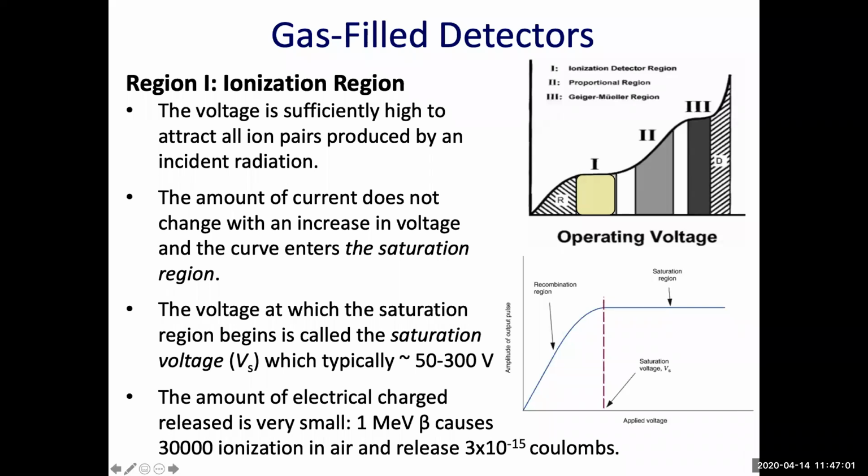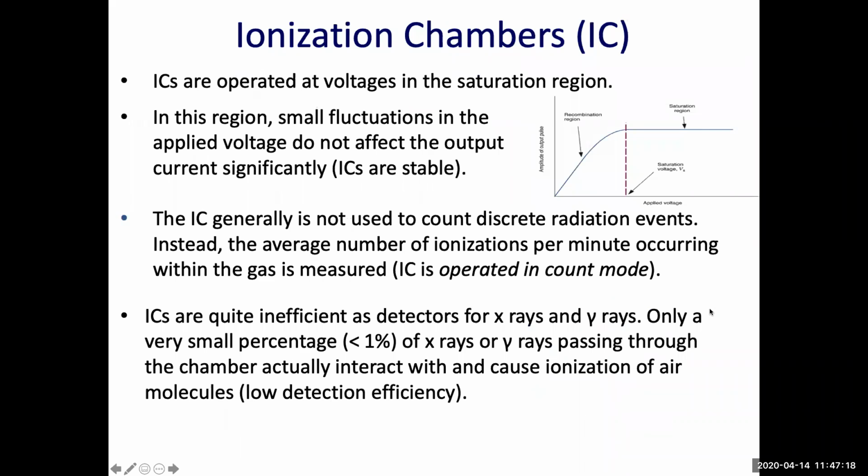So this is the first region of the voltage. Apply between 50 to 300 volts, and we get the ionization chamber region. Most of the ions inside the gas will be collected by the electrodes, and we get the saturation region.